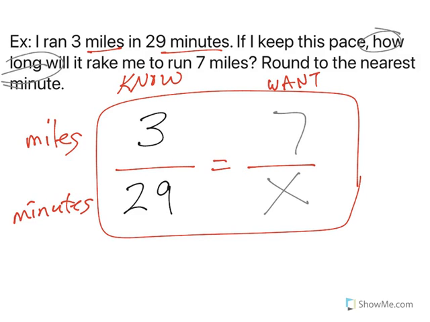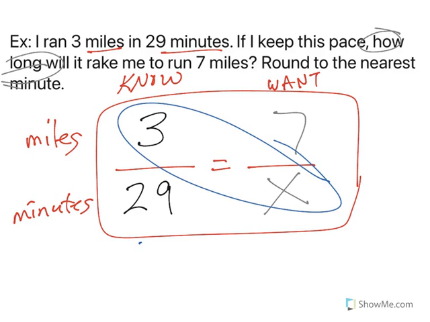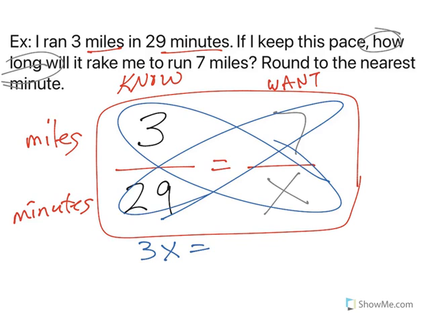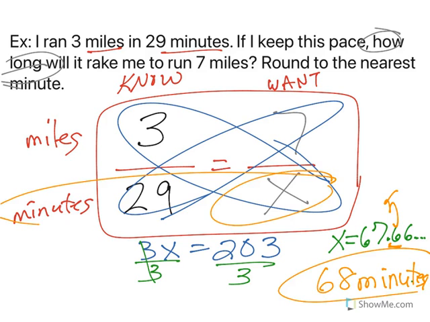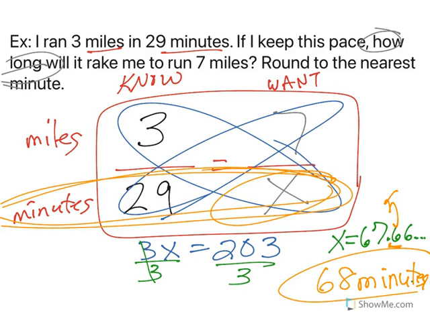So now I can do my cross multiplying. So 3x equals 7 times 29, which is 203. Divide both sides by 3 to get x by itself, and I know that x equals 67.66, and it goes on forever. 6 tells me to round up, so the answer is 68 minutes. I know the units because it's in the denominator, so we are minutes. That means if I want to run 7 miles at this pace, it will take me 68 minutes.